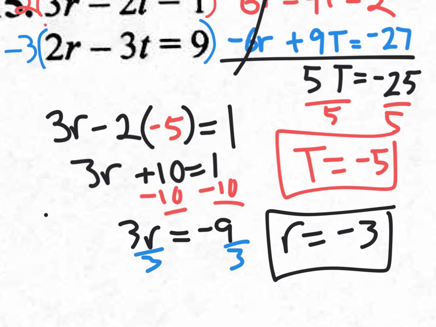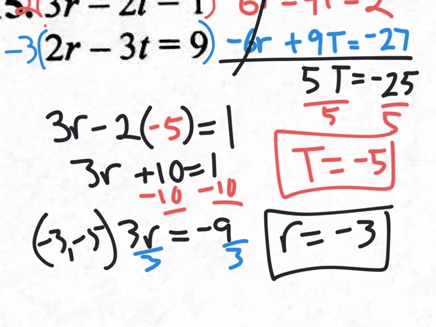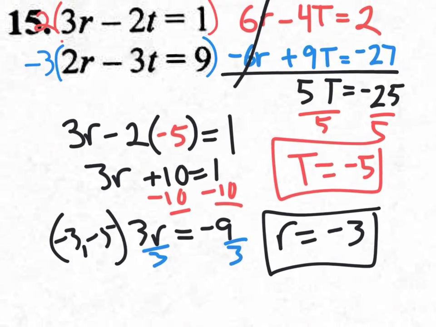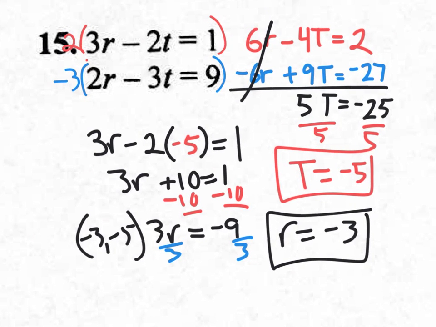If you choose to write it in a coordinate format, make sure you put it in alphabetical order. R comes first, so you put the negative 3 and then the negative 5. And that's as hard as it gets, where you have to actually modify both equations. Notice I had to modify the top, I had to modify the bottom. On the rest of these questions on this worksheet, they're either ready to cancel or you only have to modify one of them.